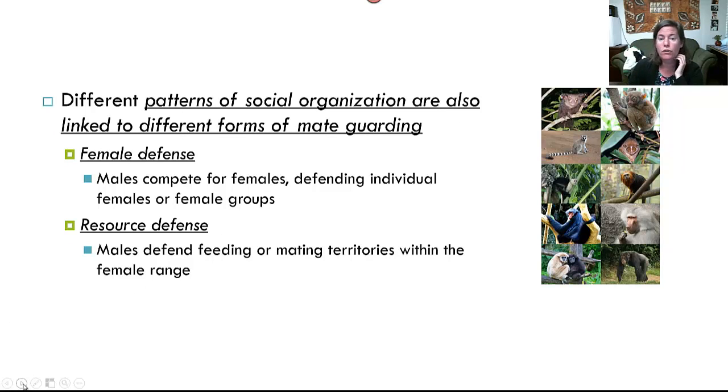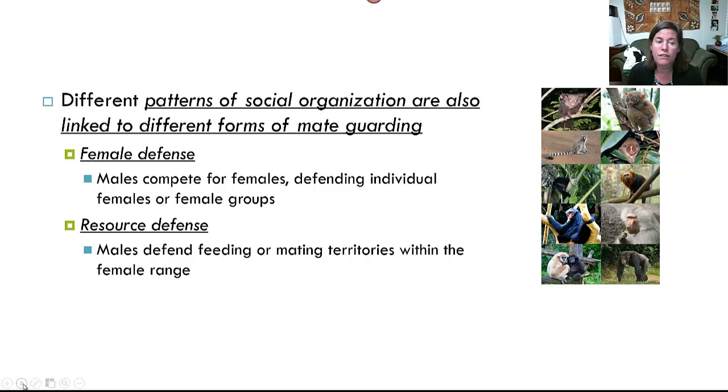Different patterns of social organization are also linked to different forms of what we call mate guarding. Mate guarding is the ways that individuals guard their spouses, their mates. There are two primary types of mate guarding. The first is female defense and the second is resource defense.